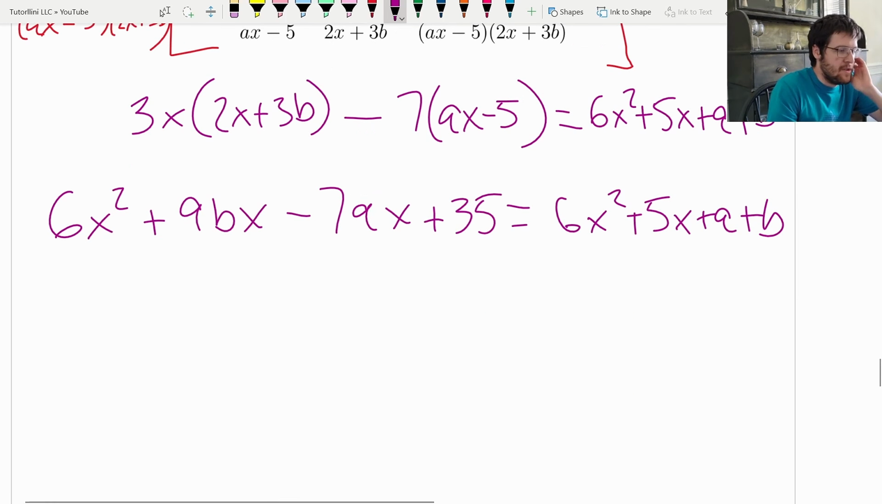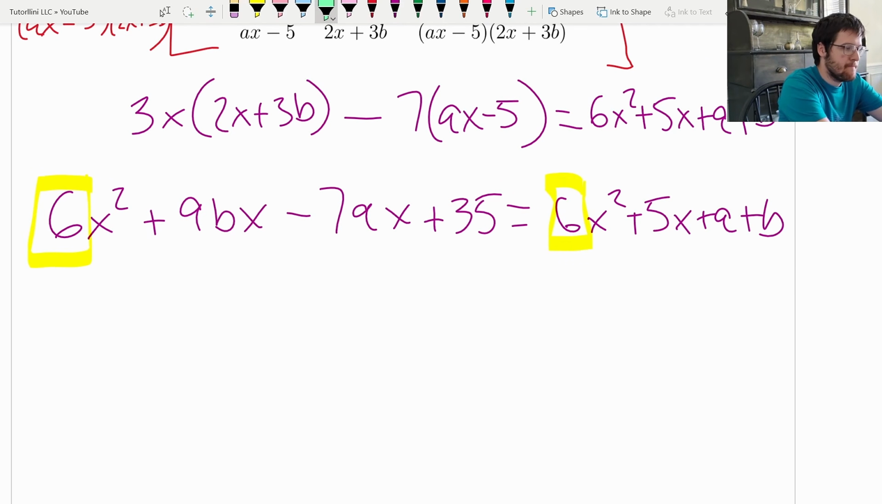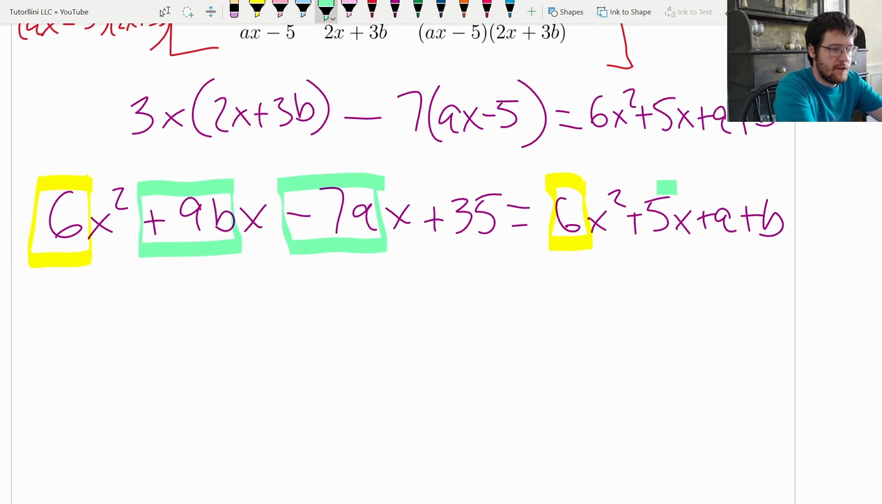Okay, now we're going to do matching coefficients. So I'm going to highlight them all just to make it most clear. Those are the x squareds. Those are all the coefficients of x. And then the constant terms are just anything without an x.